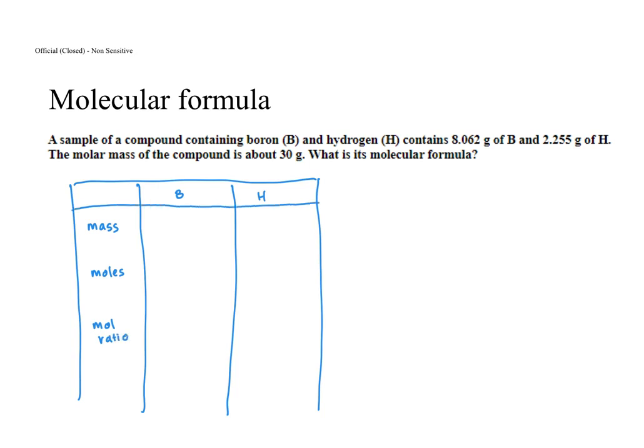So we have one column each for boron and hydrogen, and for the rows we have mass, moles, and mole ratio. For the mass of boron, we are given 8.062 grams, and for hydrogen, it's 2.255 grams. Now to calculate the moles, we need to take mass divided by the atomic mass that we can find from the periodic table.